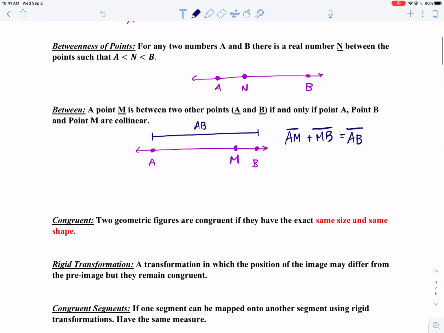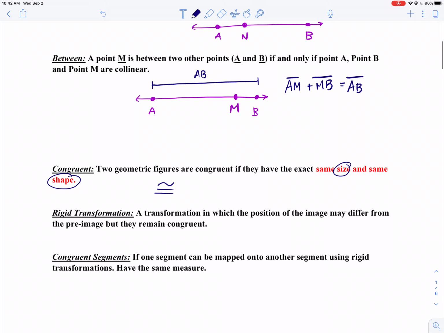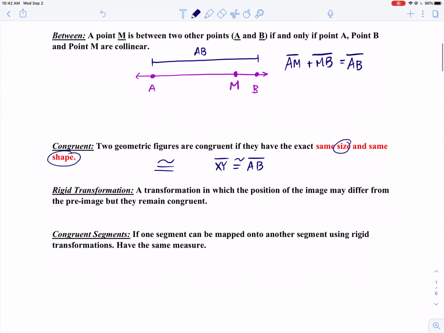Alright, going down to congruent. Two geometric figures are congruent if they have the exact same size and the same shape. Okay? The symbol that we use for that is like an equal sign, and I like to say it has like a little toupee or some fancy hipster hair. But that is the symbol we're going to be using for congruent. Okay? So for instance, if I said that segment XY is congruent to segment AB, that means segment XY and AB have the exact same size and the same shape.